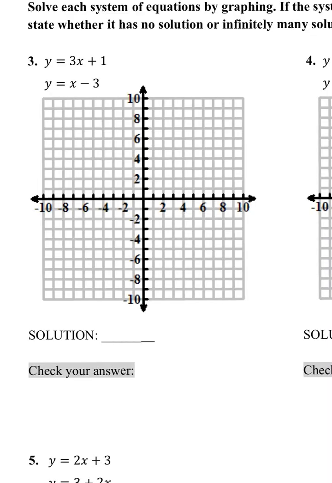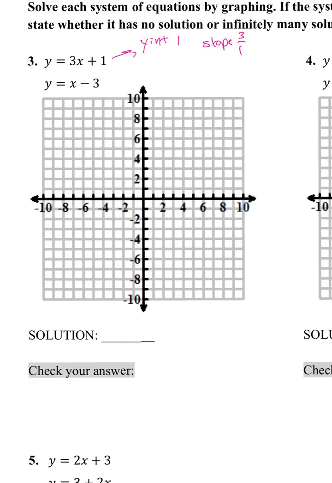With number 3, you've got two equations: y equals 3x plus 1, and the second equation is y equals x minus 3. The first thing I'm going to do is indicate the y-intercept and the slope for both of these equations. For the first equation, our y-intercept is 1, and the slope is going to be 3 over 1.